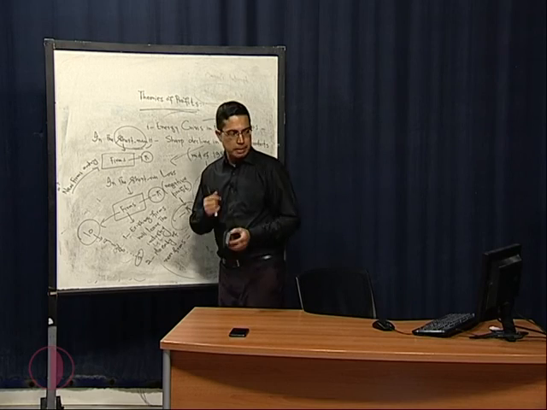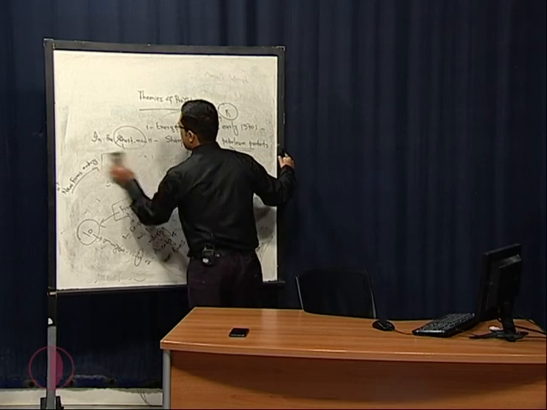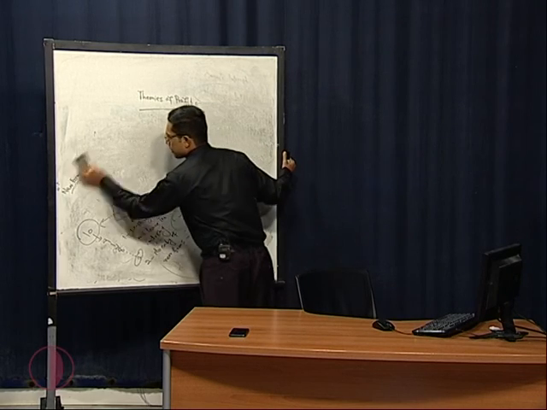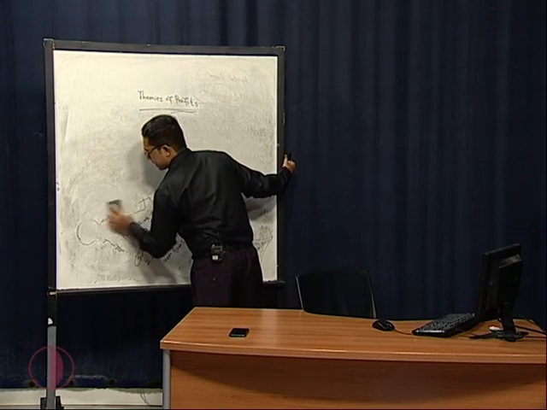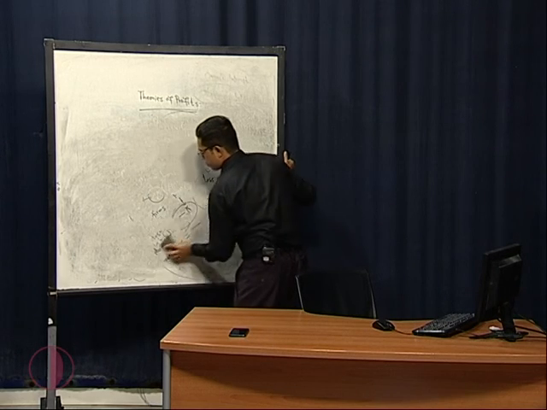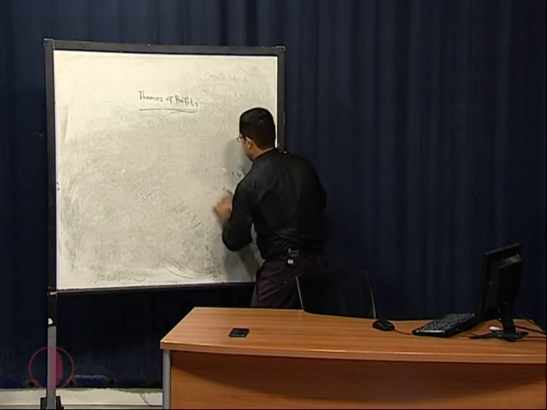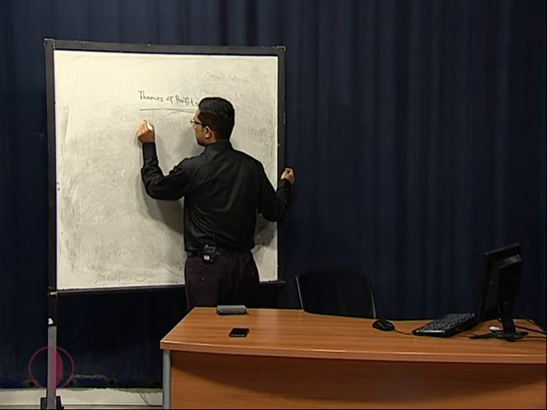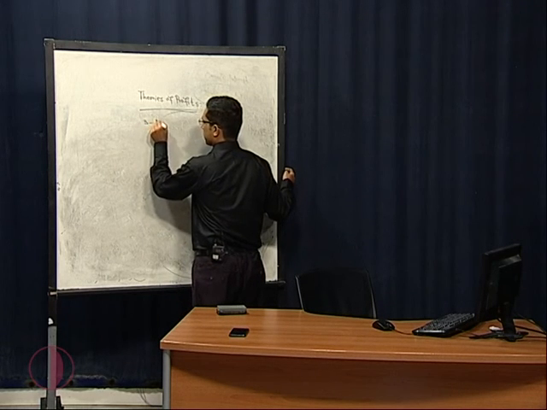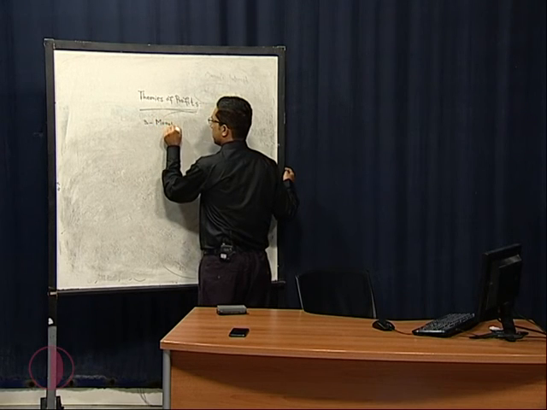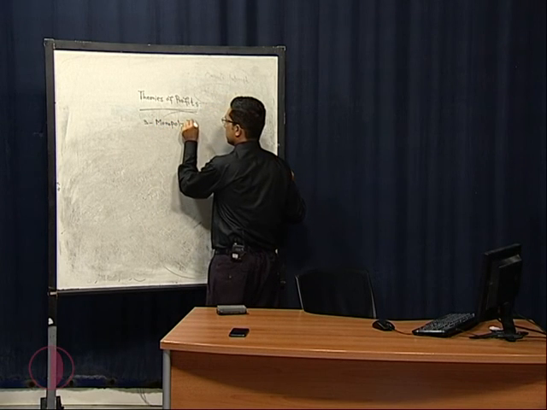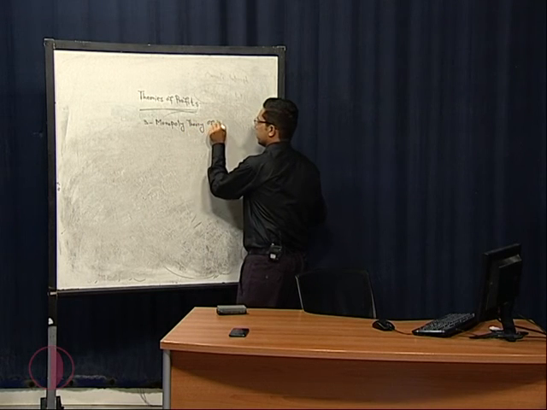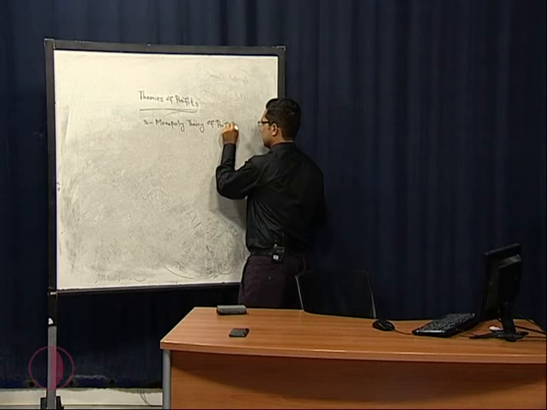The third theory is the monopoly theory of profit. This is another kind of competition, another kind of market structure: monopoly.